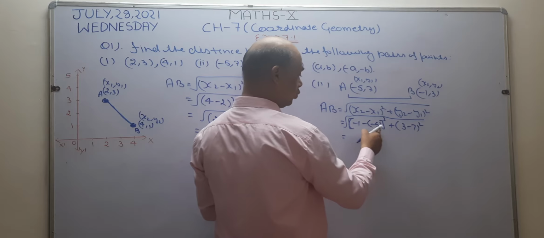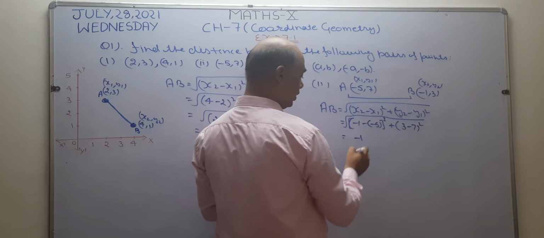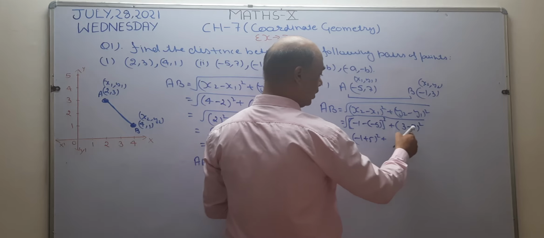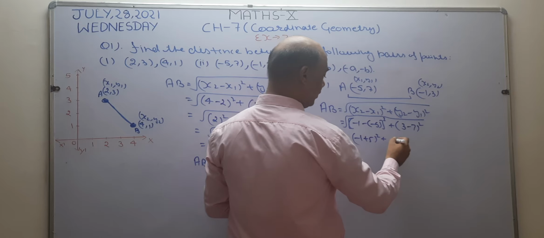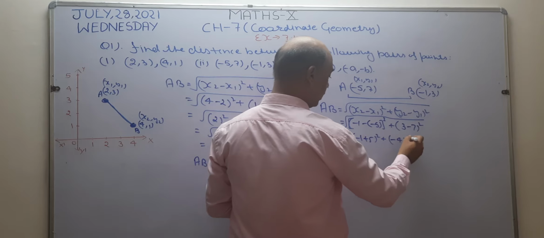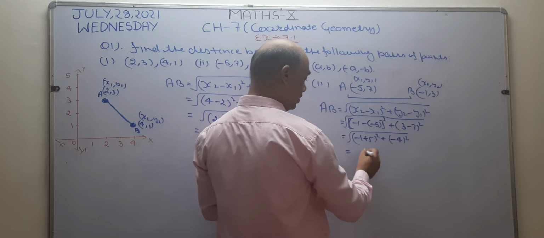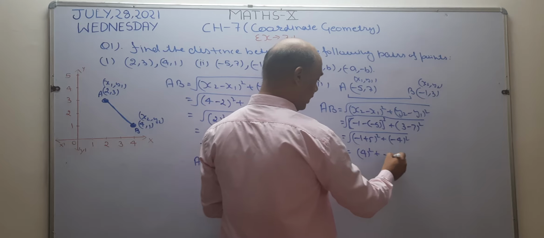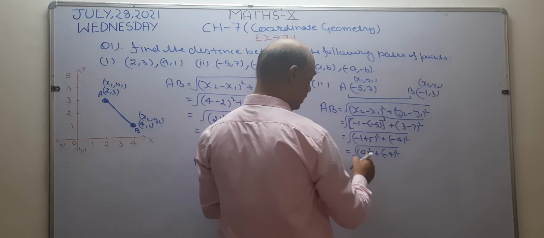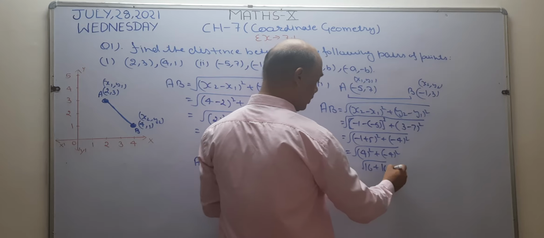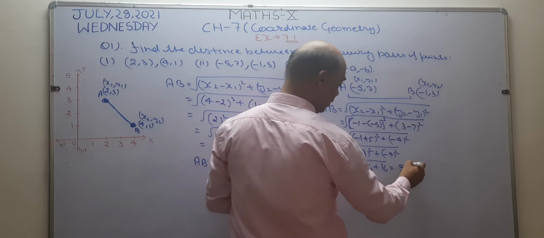Now see, I want to open this bracket. -1 remains same. Minus minus plus. And its square. Now you know 3 minus 7 is -4 and its square. Again plus minus minus. 5 minus 1 is 4 and -4 remains same. Now square of 4 is 16. Square of minus is plus. Again square of 4 is 16. So this becomes 16 plus 16, 32.